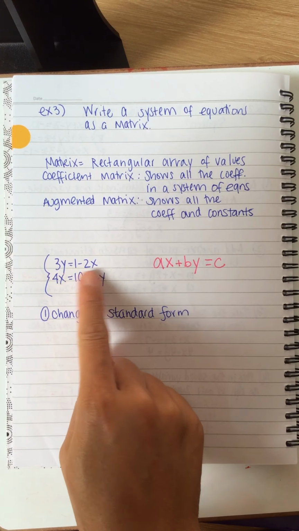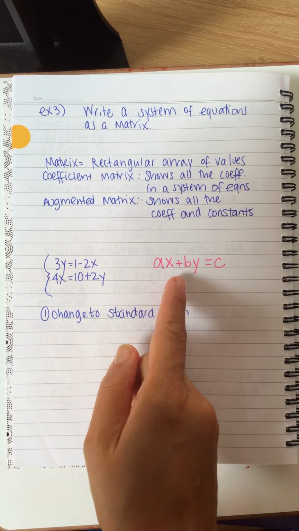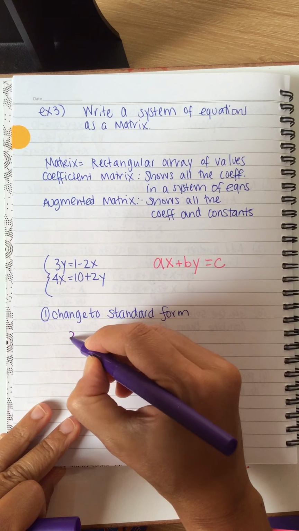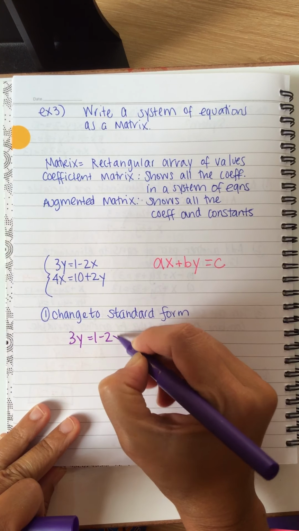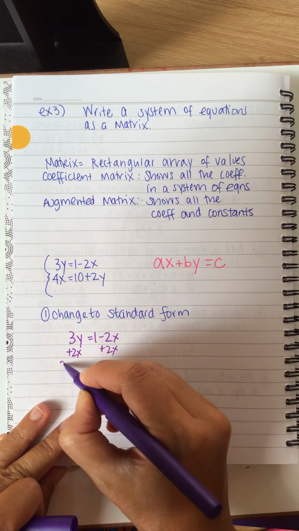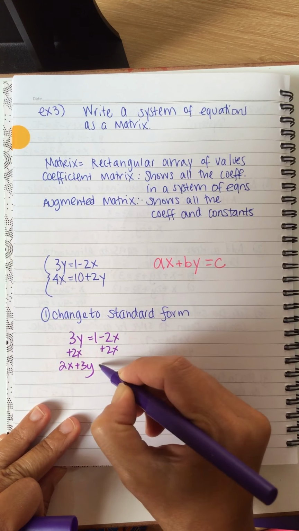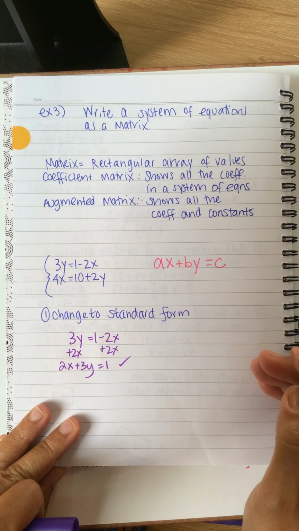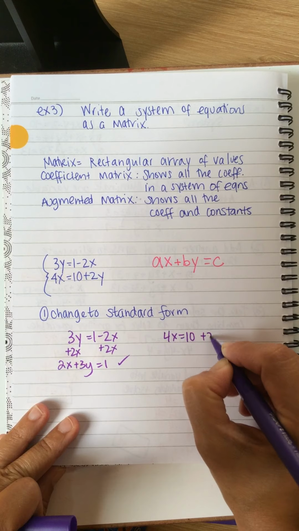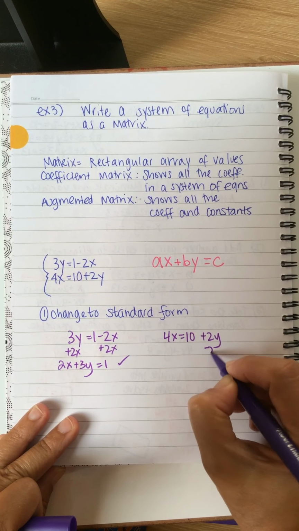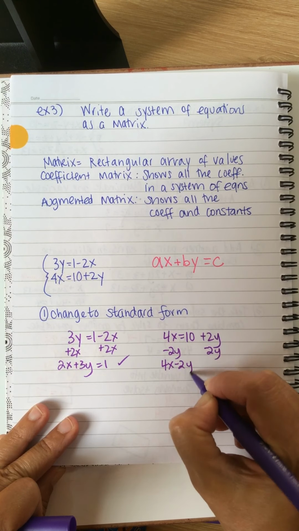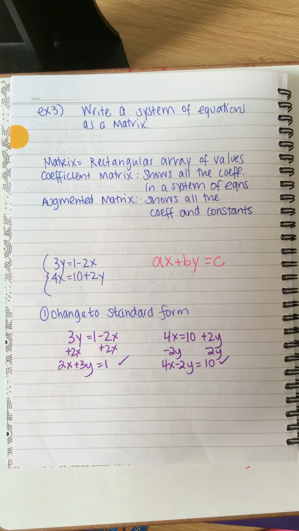So I'm looking at these and I can see none of them are arranged. Really, you just want to get the x's and the y's on the same side of the equation. So if I deal with this first one, all I really need to do is move this 2x over, and then it'll be right. It'll be 2x plus 3y equals 1. Okay, that's standard form. Let's move my other one around. Okay, if I move this y over, it will also be in standard form. So there, now I have them in standard form.